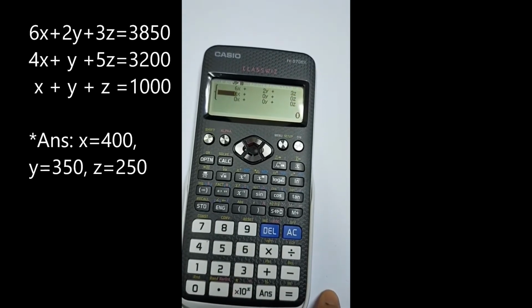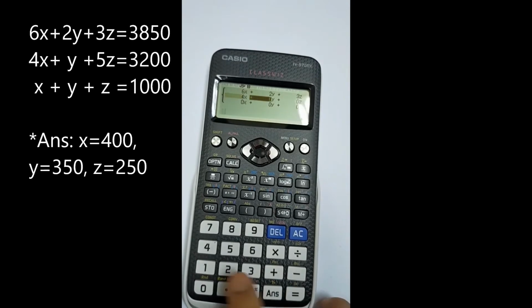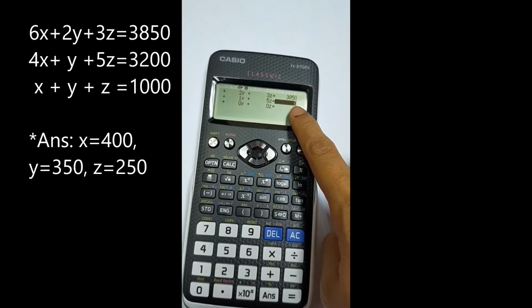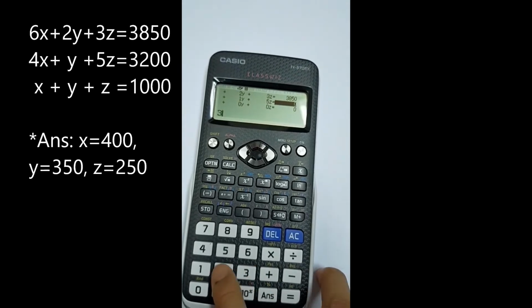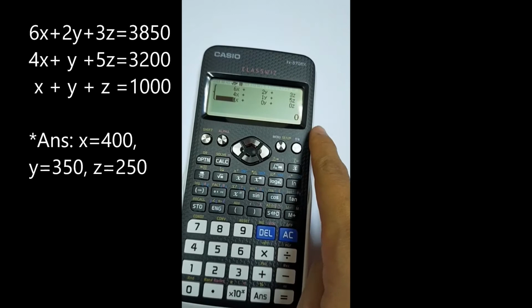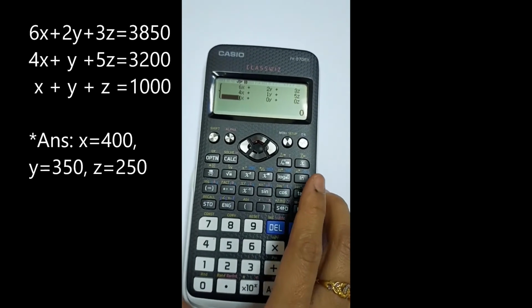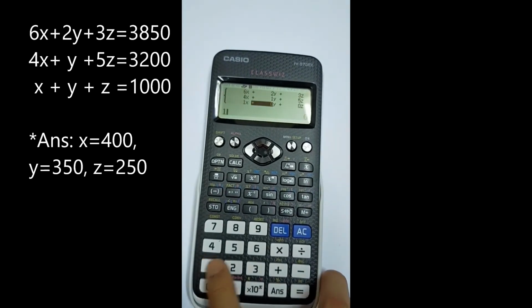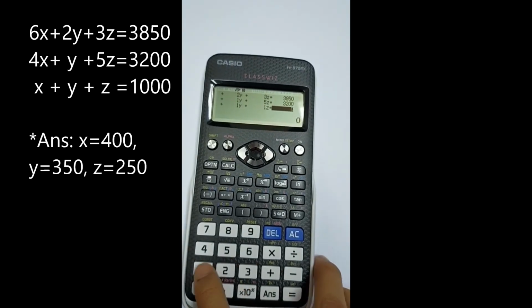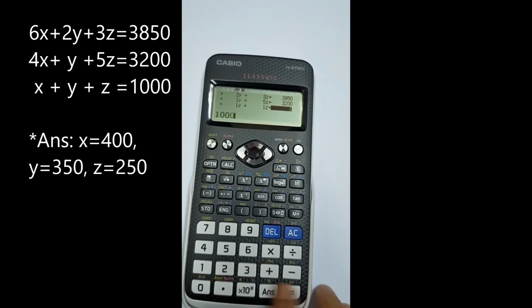So coming to the second equation, we have 4, 1, 5, and then the next element of matrix B, so we have 3200. Then the third row here, we have 1, 1 and 1. Then the last value for matrix B, we put 1000.